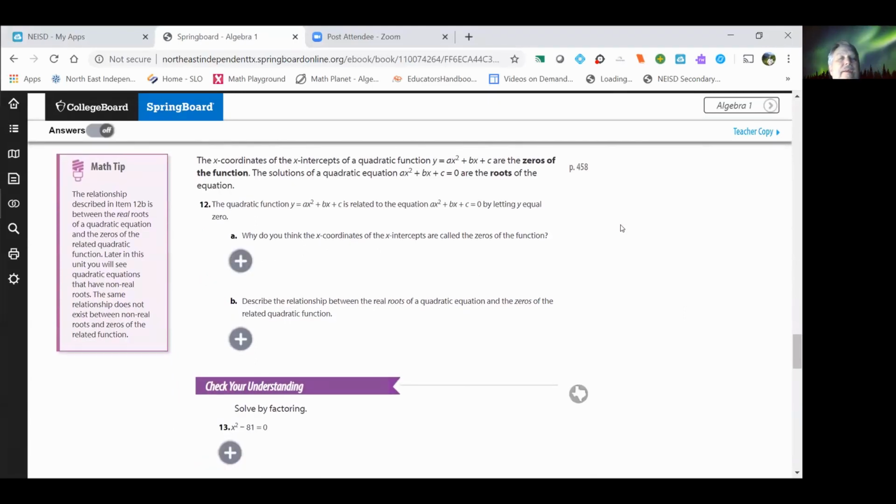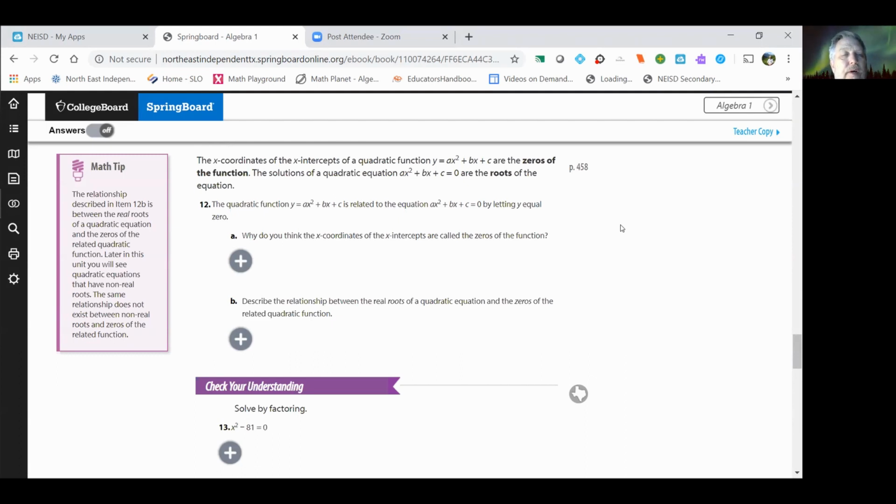The x-coordinates of the x-intercepts of the quadratic function y equals ax squared plus bx plus c are called the zeros of the function. The solutions of the quadratic equation a times x squared plus bx plus c equals 0 are the roots of the equation. Essentially, the term x-intercepts, the term zeros of a function, the term roots of a function, and the term solutions of a quadratic equation all represent the same value, and those are the x-intercepts.